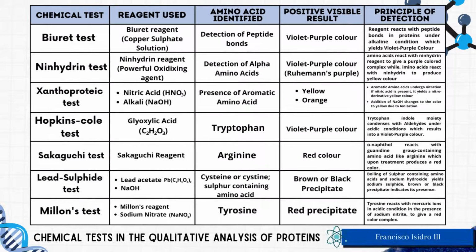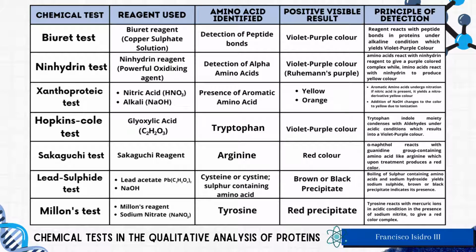In this slide, you can see a compilation of results for the chemical tests. For the Biuret test, which is used for the detection of peptide bonds, the principle behind this chemical test is the reagent reacting first to the peptide bond. This reaction yields a violet-purple color. For the Ninhydrin test naman, which is used for the detection of alpha amino acids, the amino acid reacts with the ninhydrin reagent. A positive result will yield a violet-purple color, also known as Ruhemann's purple.